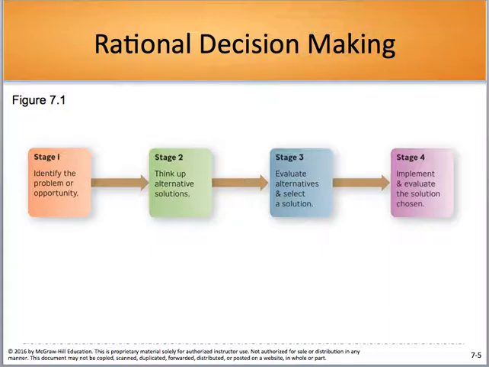We have four stages of rational decision making. Stage one, we identify the problem or the opportunity that is presented to us. The next stage, we think of alternative solutions. Then we evaluate those alternatives and select a solution out of the alternatives. And then the fourth stage, we're going to implement and then evaluate the solution that we chose.